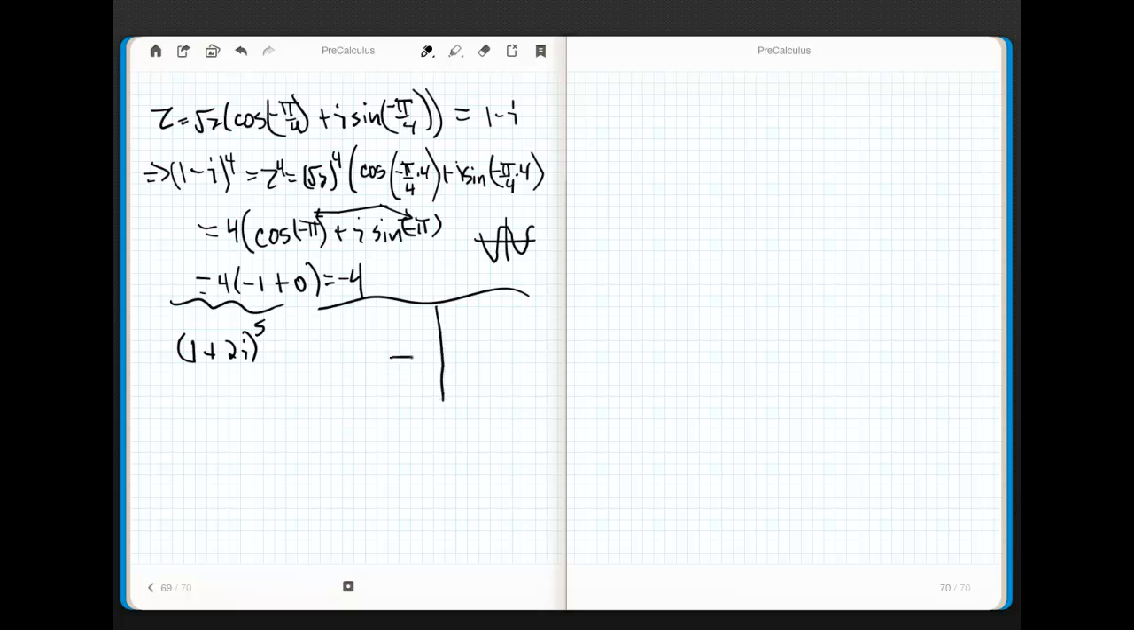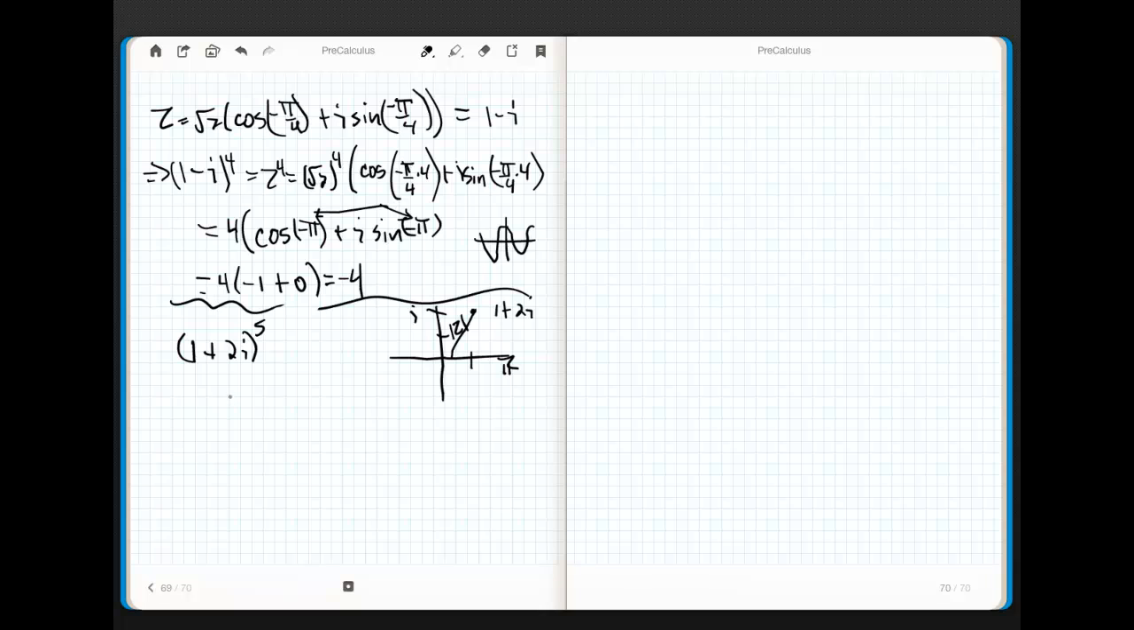So let's just double check and figure out where we're at. I'm over 1 and I'm up 2. So I'm in the first quadrant, right? Because this is the real axis, this is the imaginary axis. I go over 1, I go up 2. So the length of this is going to be the modulus of z, and this point is 1 plus 2i.